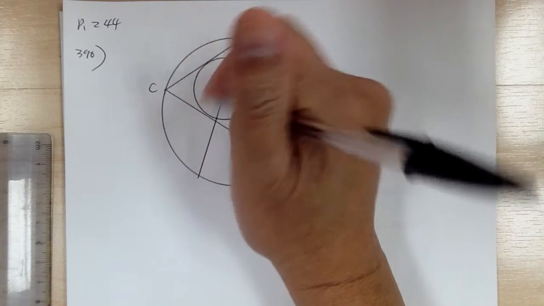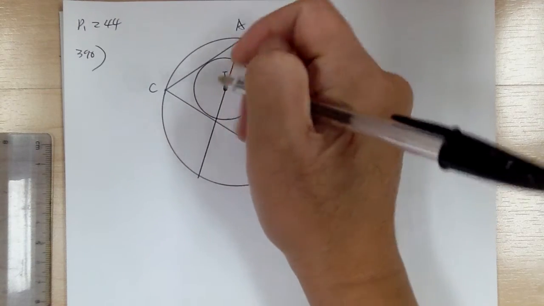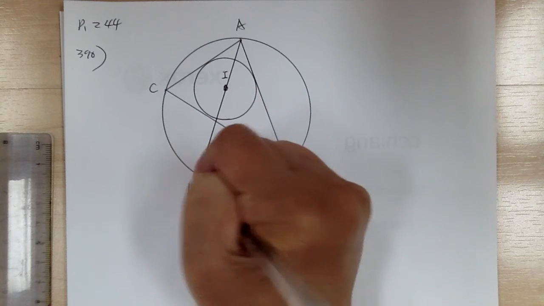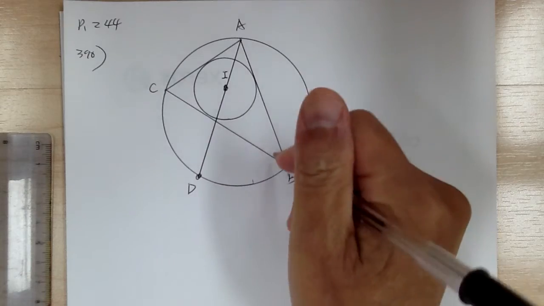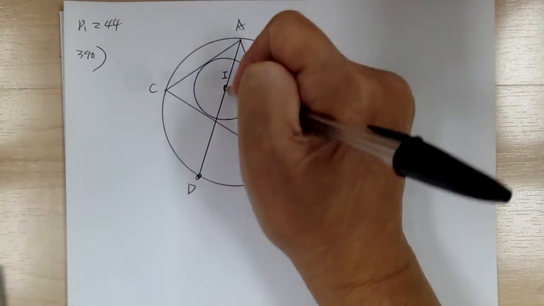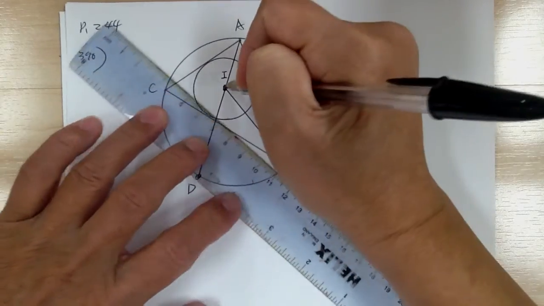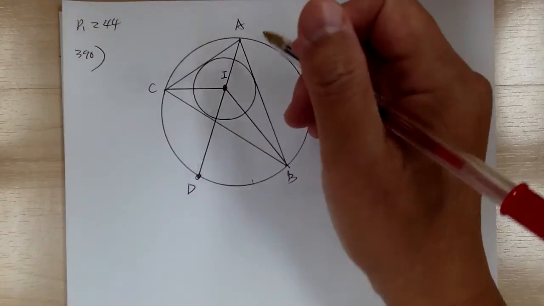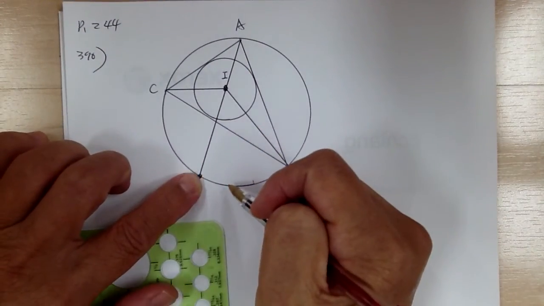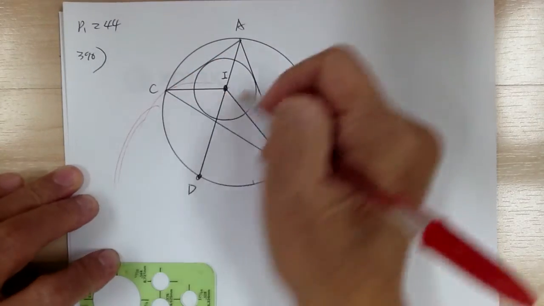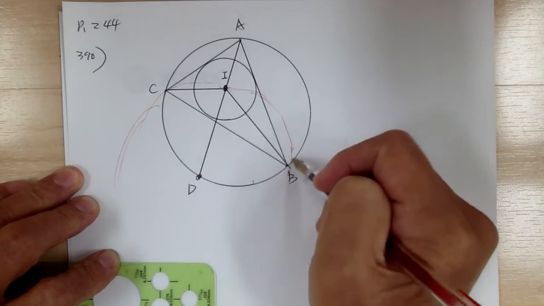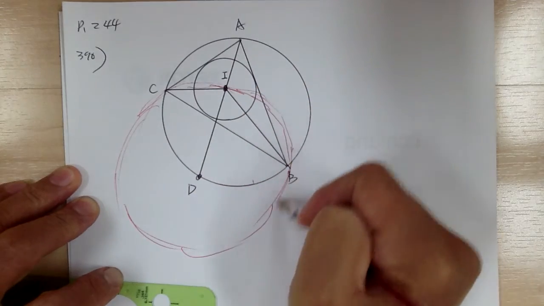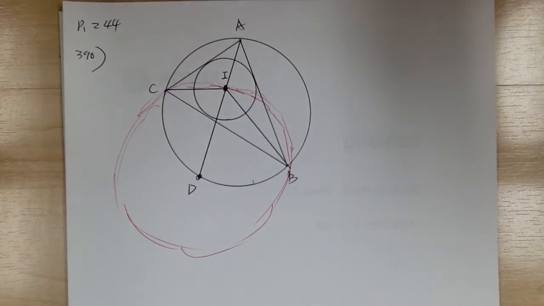Okay, so AI is drawn and extended so that it meets at D. So you want to prove that D is the center of the circumscribed triangle. So basically you want to prove that this is the center of the circle that's circumscribed around this over here. So something like this. Okay, so you want to prove that this is the center.